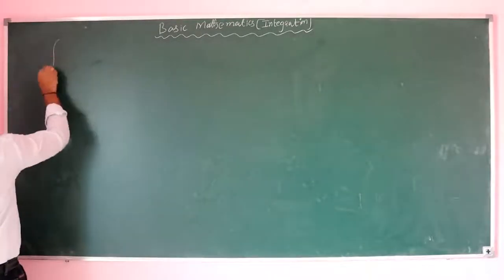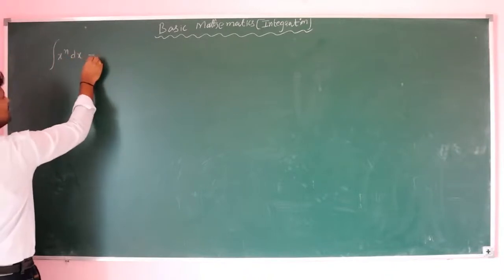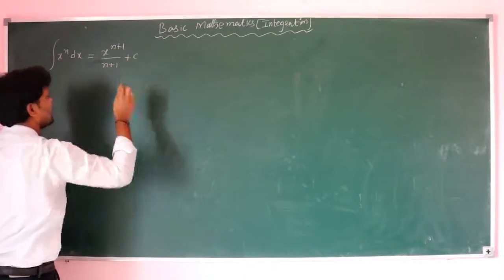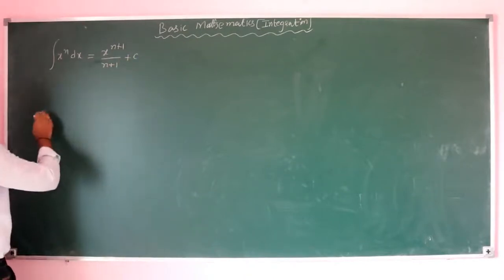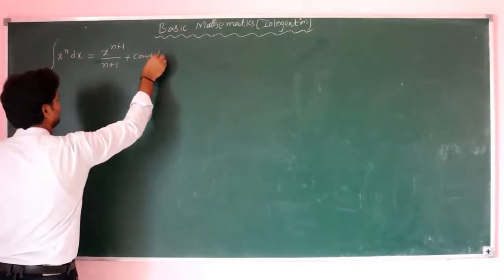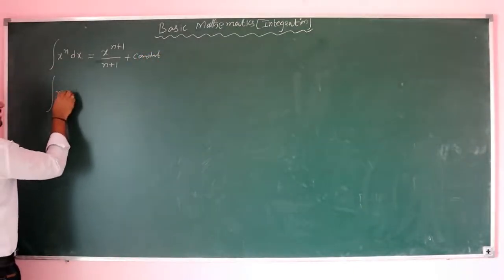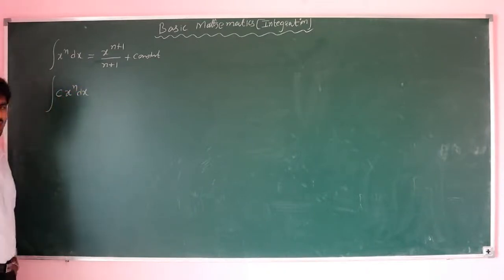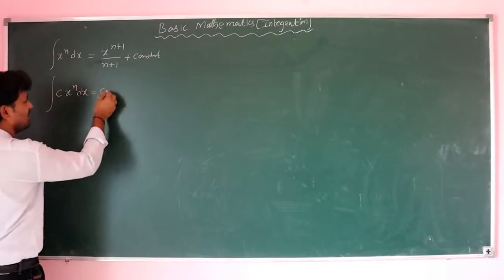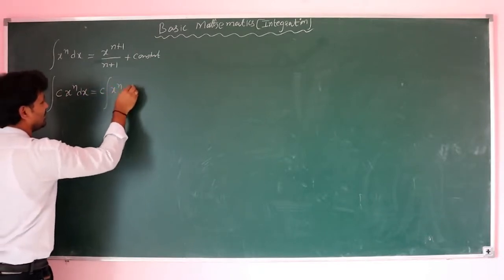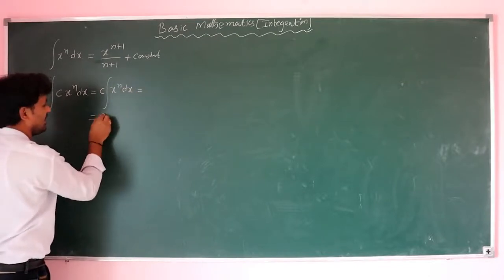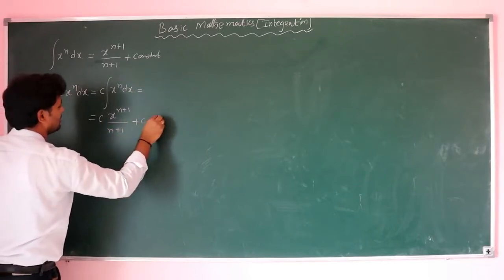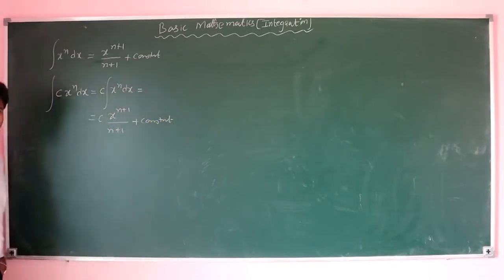So integral x power n dx, what is the value we are taking? x power n plus 1 by n plus 1 plus c. C stands for constant. In case I am taking integral c into x power n dx, where c stands for a constant function, we leave the constant and take the integration of the remaining part. So the result is c into x to the power of n plus 1 by n plus 1 plus constant. Here c is also a constant function.